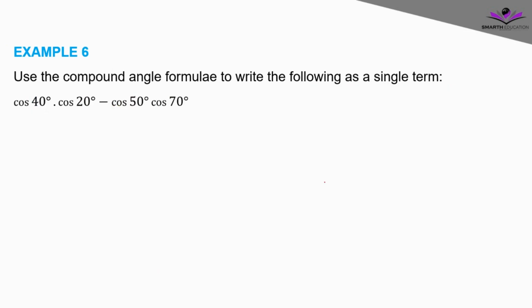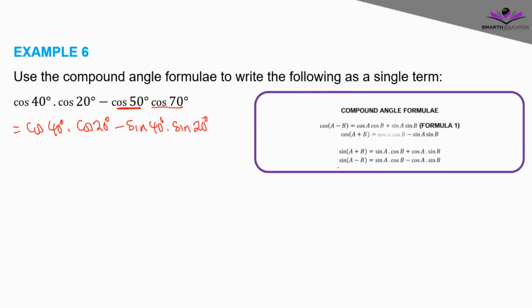Alright, let's do question 5. Now we have cos 40° cos 20° minus cos 50° cos 70°. What can we do here? Remember the complementary angles. Cos 50° is like sin 40°, and cos 70° is like sin 20°. So this can be cos 40° cos 20° minus sin 40° sin 20°. Remember complementary angles.